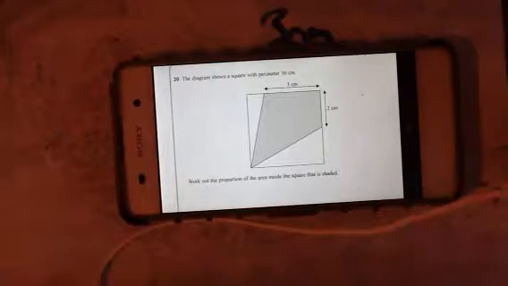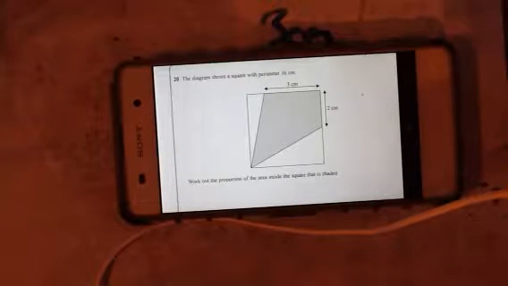The diagram shows a square with a perimeter of 16 centimetres. Work out the proportion of the area inside the square that is shaded.